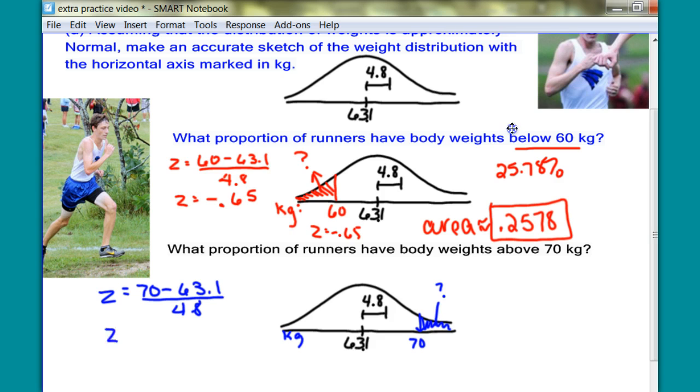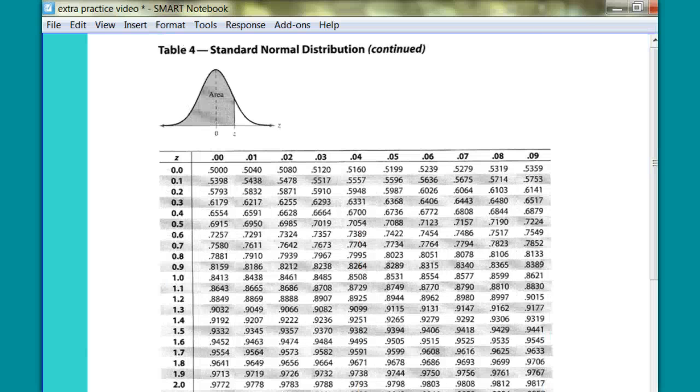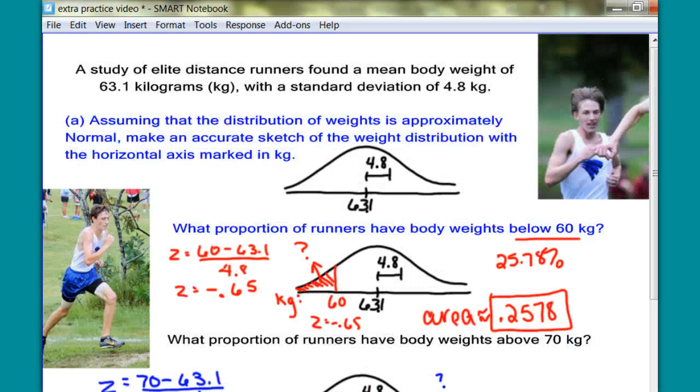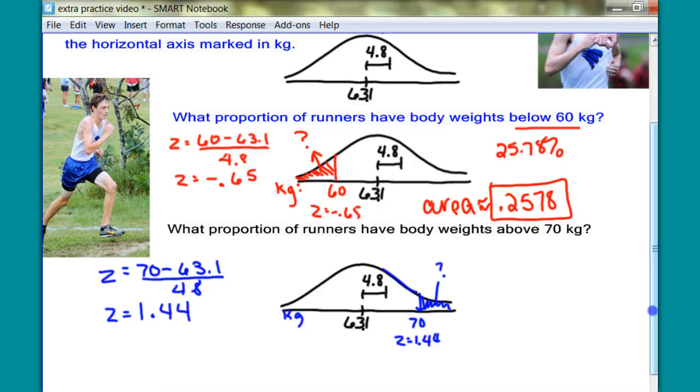I ended up with a z-score. Notice I'm labeling this as a z-score, 1.44. We'll take that, look at our z chart, look for a 1.44. It's got to be on the positive side. There's 1.4, column 4. So I'm looking right here, 9251. Let's go back and see what that means on our picture. On our picture, that means that this area here is 92.51.